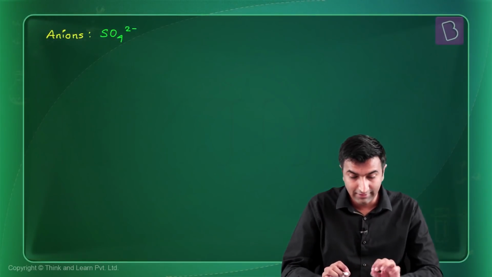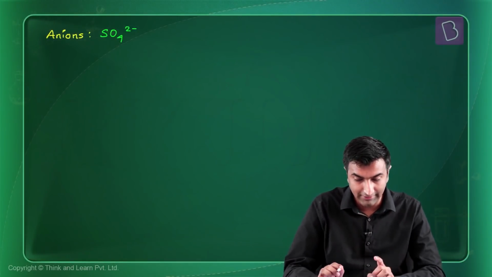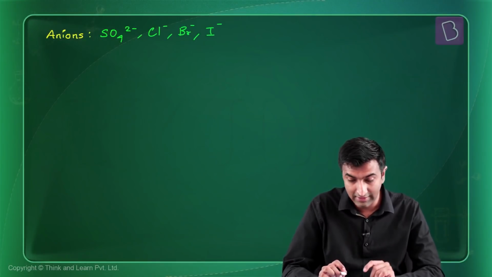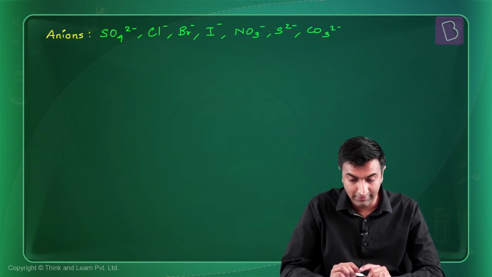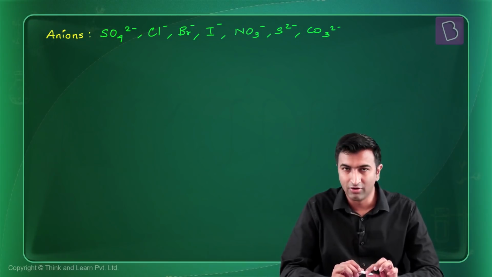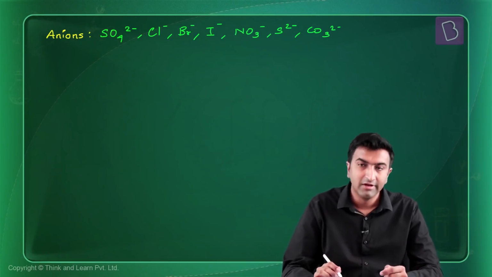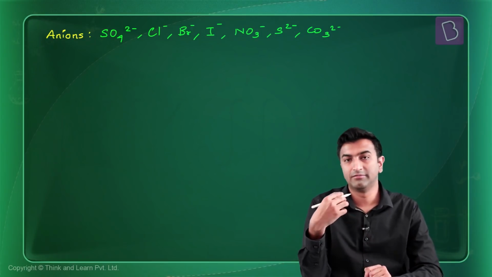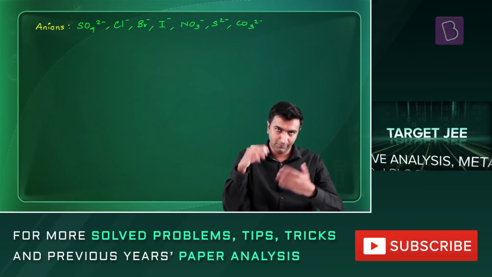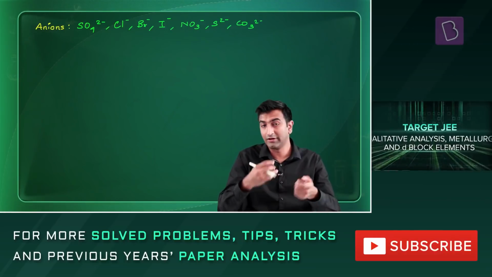On to the anions. What's in your syllabus is sulfate, SO4 2-, the halides, Cl-, Br-, I-, only these 3 halides, nitrates, and S2-. Now, although carbonate is not really in your syllabus as mentioned by JEE, it's a simple thing. What you start off with, similar to what we did in the cations, you have a process of doing things. You do things one by one. You'll figure out what the anion is.